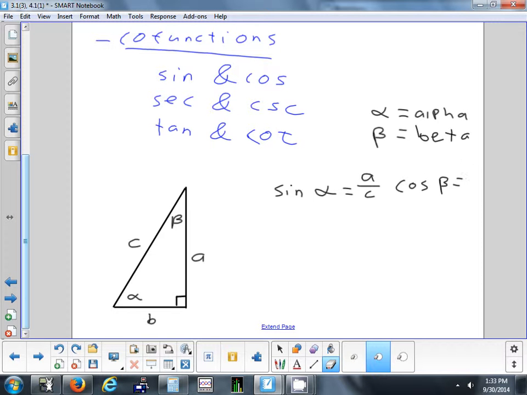Okay, what do you notice about the cosine of beta and the sine of alpha? No, they're not reciprocals. Yeah, they're exactly the same. They came out exactly the same. Let's try another one. Let's do tangent of alpha. Tangent is opposite over adjacent. What's the tangent of alpha? A over B. Yep, A over B.